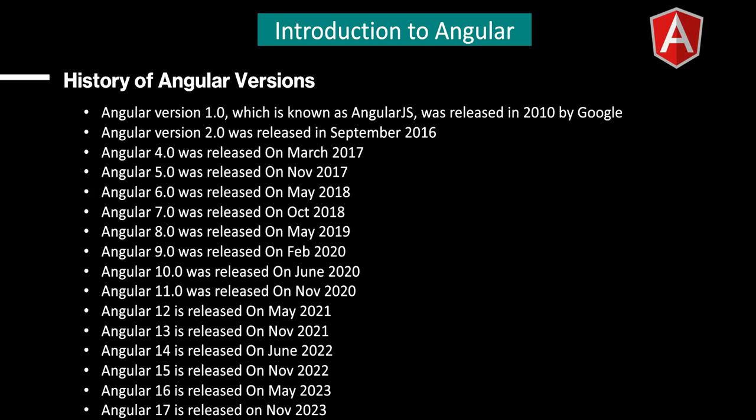So this is the history of the Angular versions. The first version, Angular 1.0, which is known as AngularJS, was released by Google in 2010. That was in the MVC, model view controller architecture. But later in 2.0 plus, it became a component-based architecture. Next we'll discuss that. Currently the stable version is Angular 17, which was released in November 2023. In this playlist we will keep the examples on Angular 17 only.